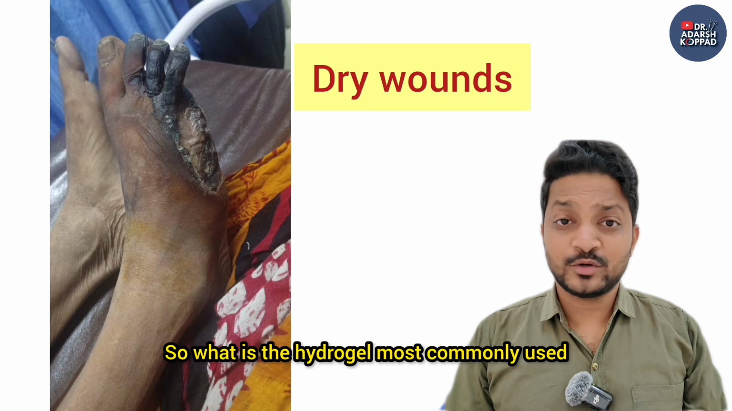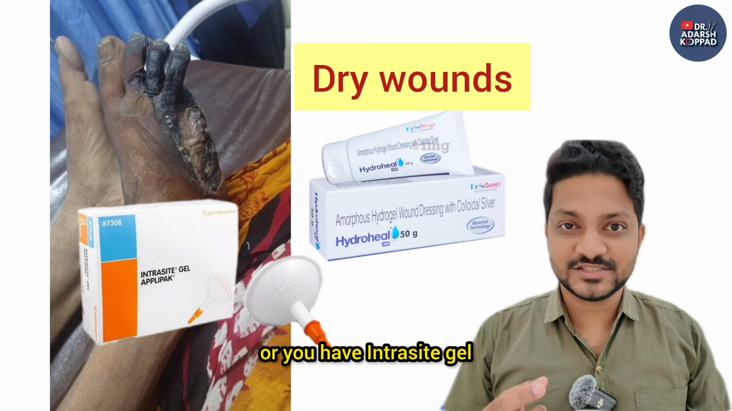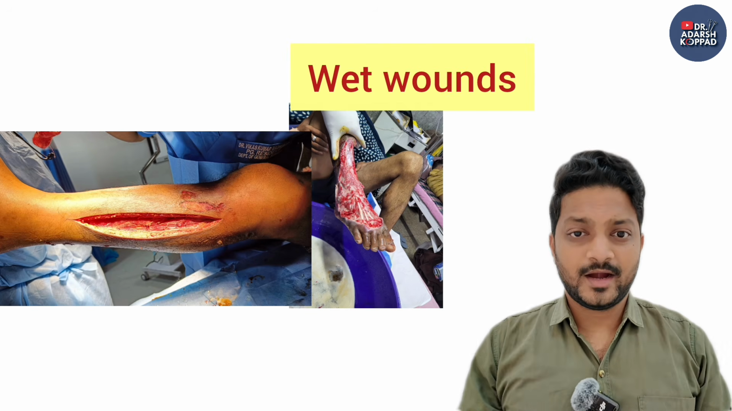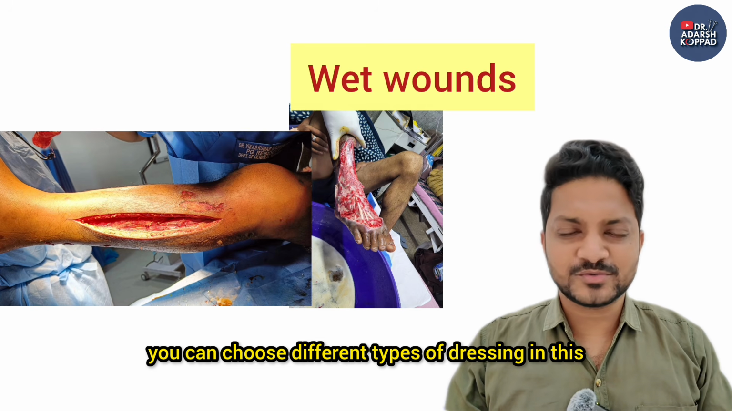So what is the hydrogel most commonly used? It's called hydroheal or you have intrasite gel which you can apply. Then the third type of wounds are wet wounds. And depending on how much exudative the wound is, you can choose different types of dressing in this.